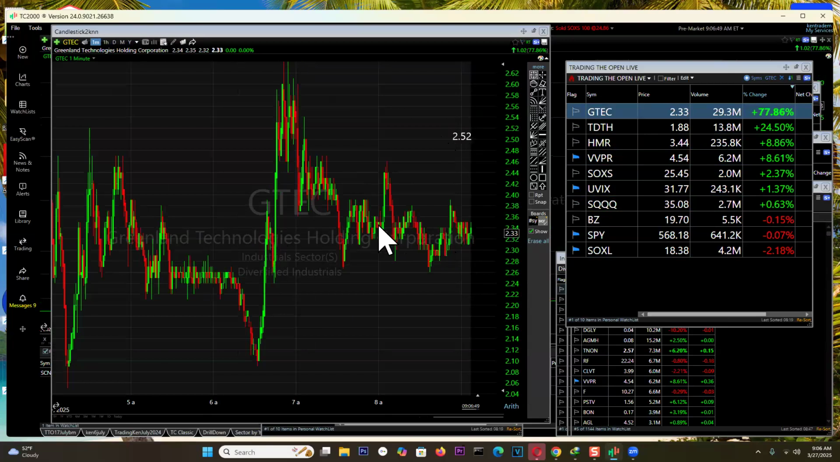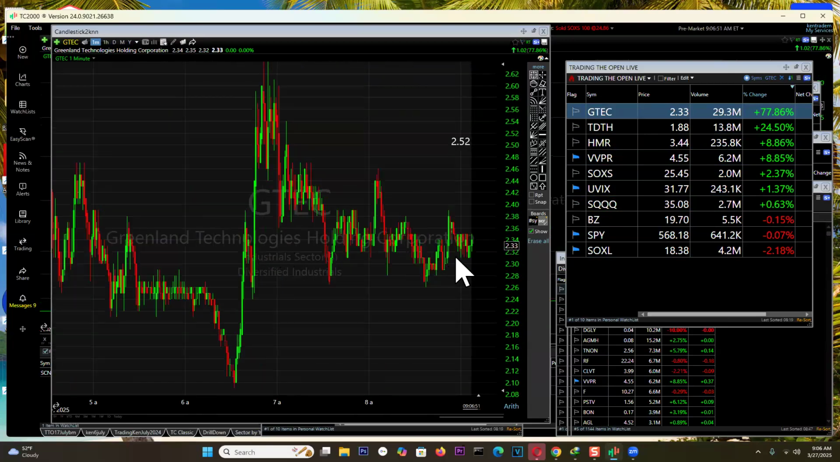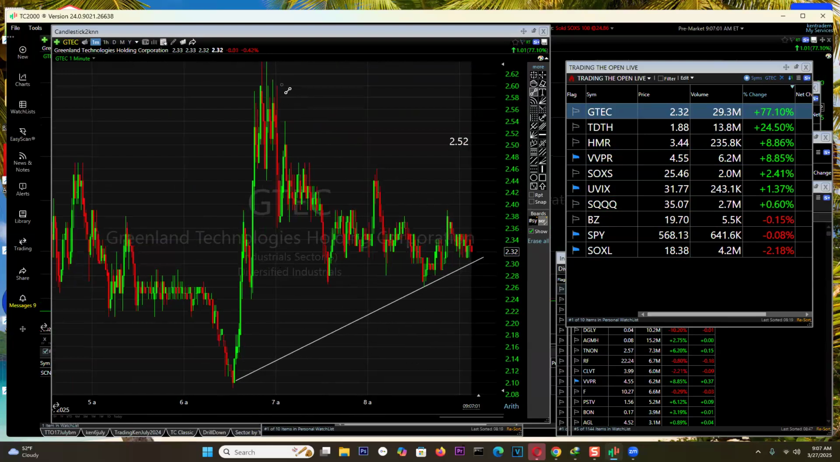GTech is a day's gap where it's still going sideways. Wanted to see if it breaks out of this pennant pattern.